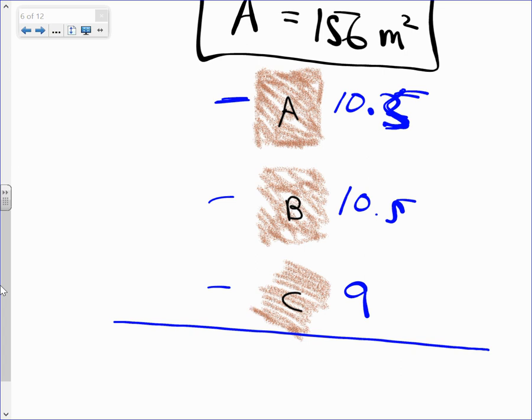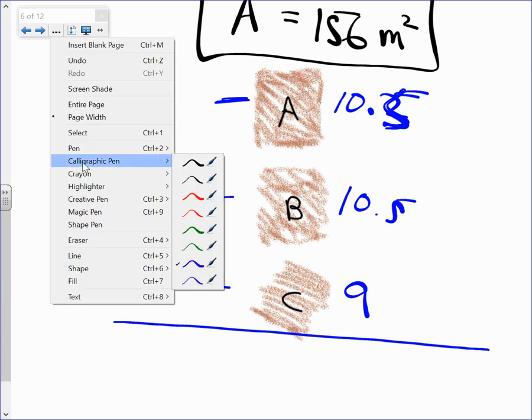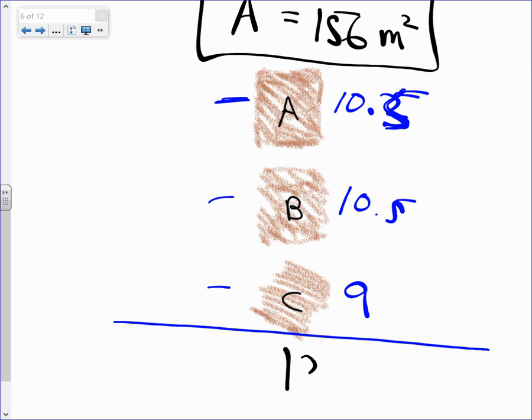Minus 10.5 minus 10.5 minus 9. I had 126 unless I did that wrong. 126 minus 10.5 minus 10.5 minus 9. I got a whopping area of 126 square meters of the gray. That's the real area of the gray there. And you should get 126.